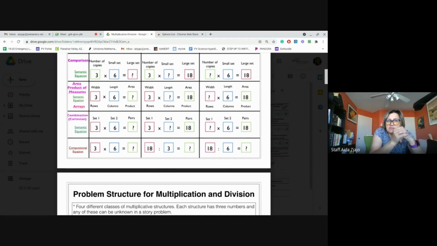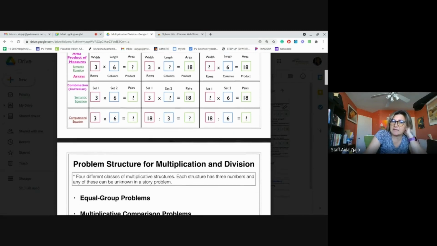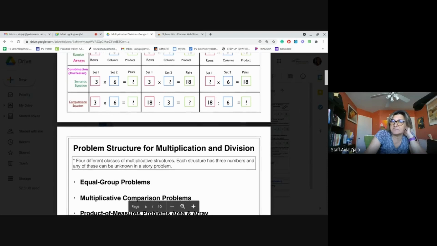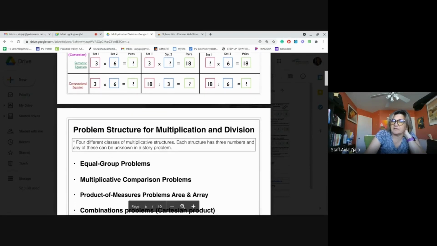The combination or Cartesian model is used in the Arizona standards, and it is also interesting that you can have a combination of maybe pants and a shirt, and then you get pairs. Your result is a number of pairs. So there is also an example of how one set could be known and the number of pairs could be known.